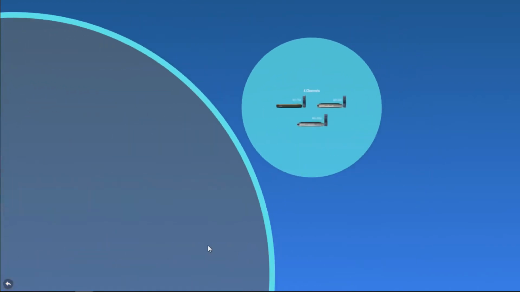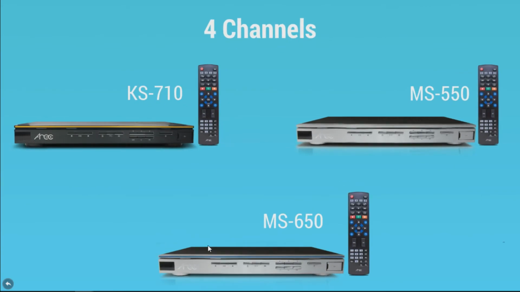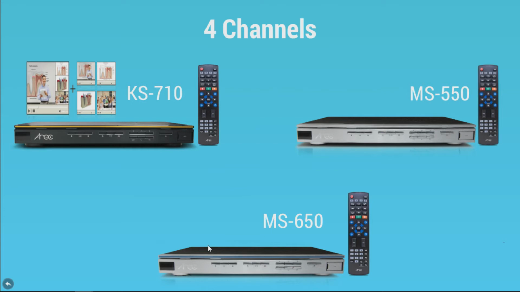Now let's take a look at the models of media stations that we have. Let's start with the 4-channel models. So we have this KS710, which is the media station that would create the mixed video, plus it's going to also record separately the 4 independent videos. In case you need post-production, the audio will be synchronized between them. Then we have the MS550, which is a simplified version of the KS710.